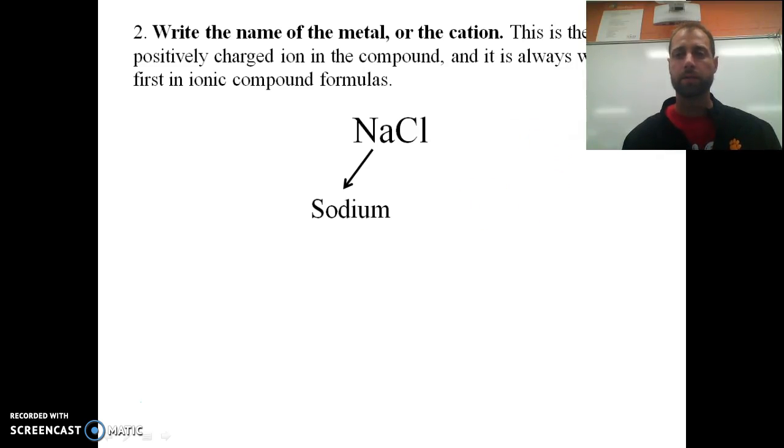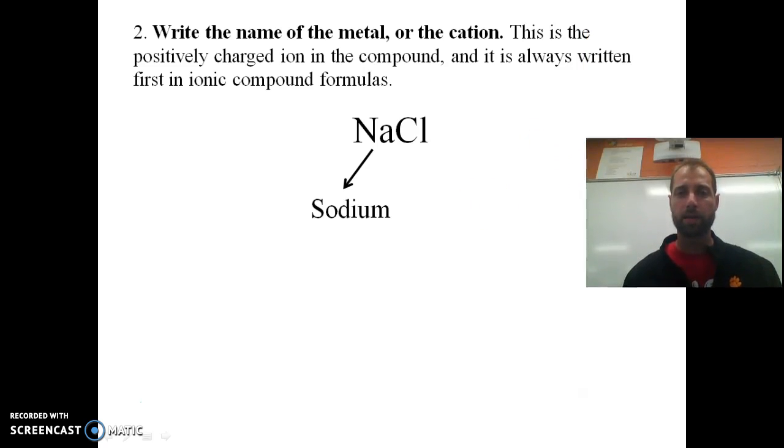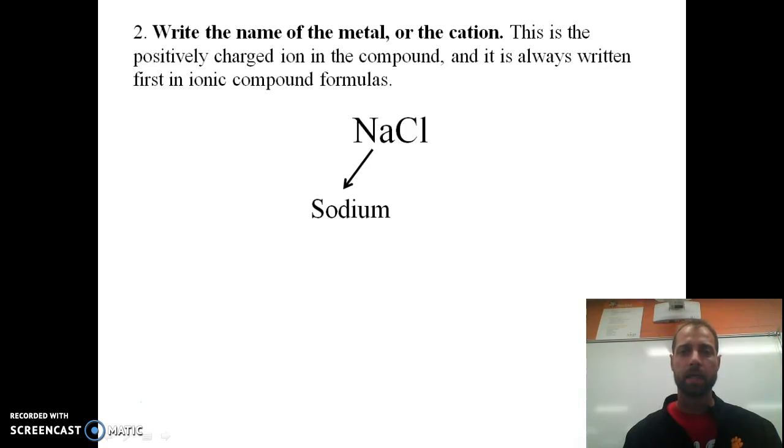Step number 2 is to write the name of the metal or the cation. These are always positively charged, and they are always written first in the ionic compound. Sometimes we also call them boys. The name of Na is sodium.